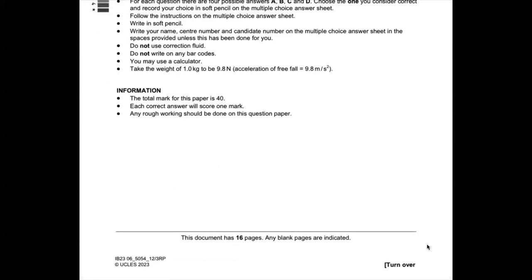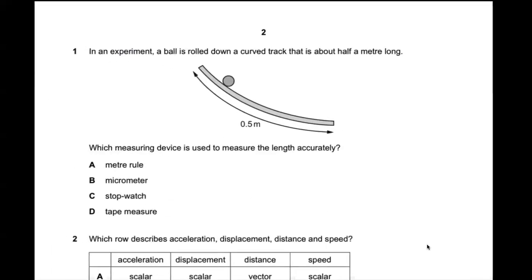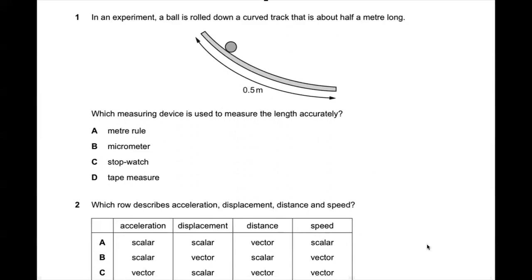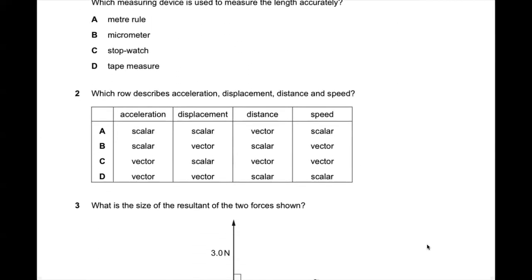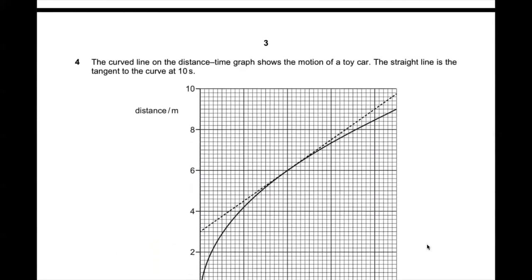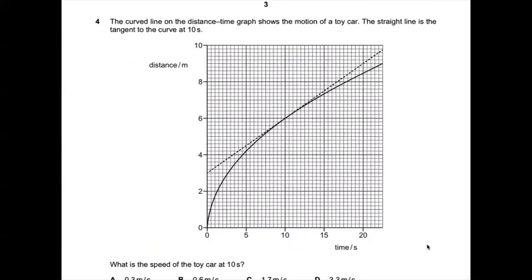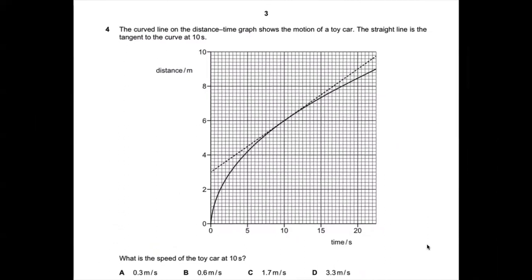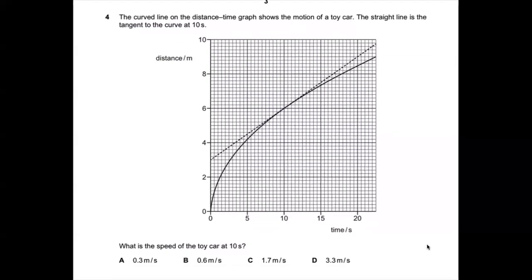All right. So this is summer 23 paper 1-2. It's one of the homework papers. I guess question number 1 is pretty easy, 2 is easy, 3 is easy. And we've done some of these in class as well, because in variants you do tend to have questions being repeated. Let's have a look at this one. The curved line on the distance time graph shows the motion of a toy car. The straight line is the tangent to the curve at 10 seconds. What is the speed of the car at 10 seconds?